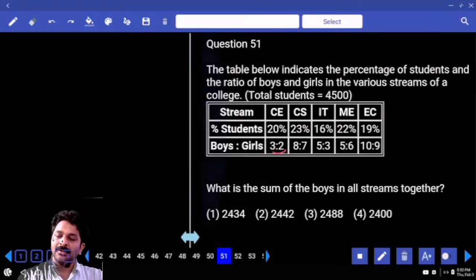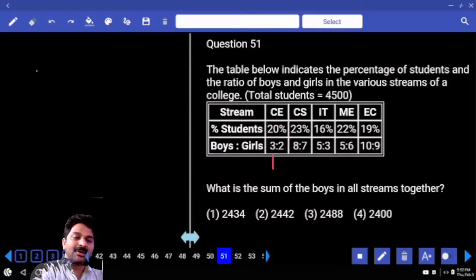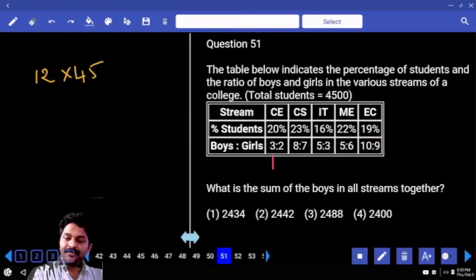Okay. Now, boys, how many parts do we have in total? Boys and girls together, 5 parts is equal to 20%. 1 part, 4. 4 threes, 12%. Okay, 12 into 45. Next, 15 parts we have.